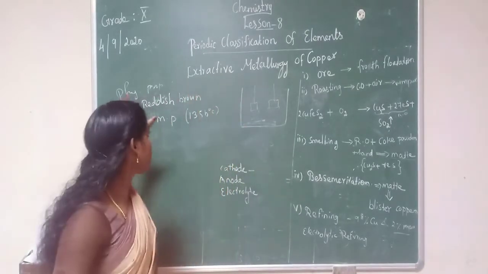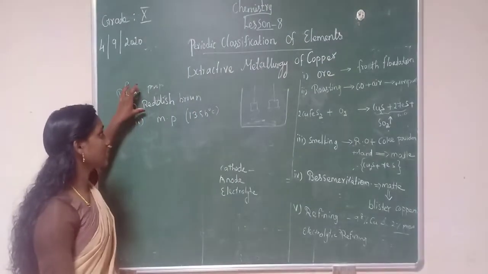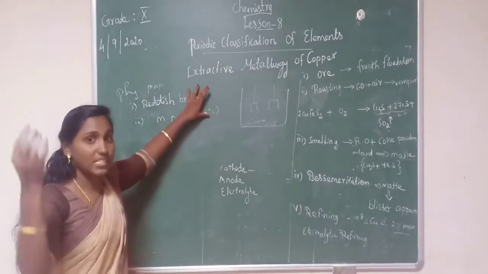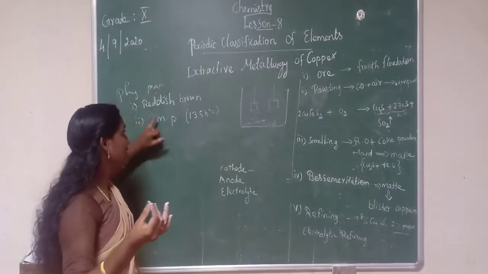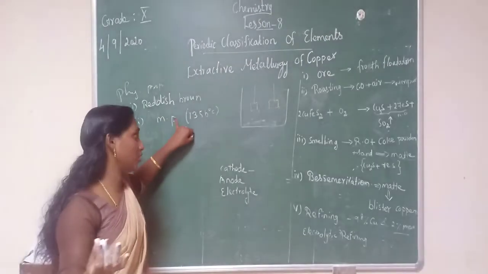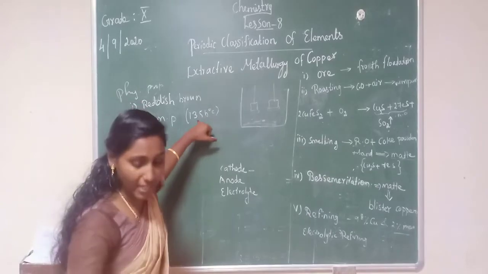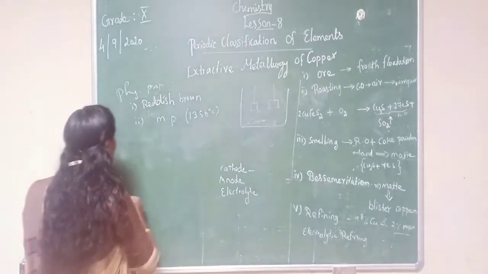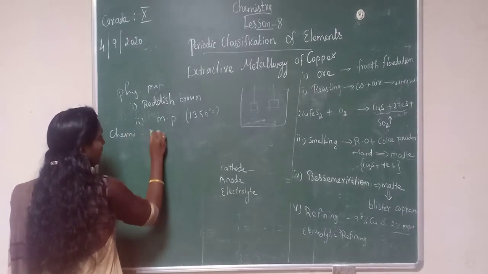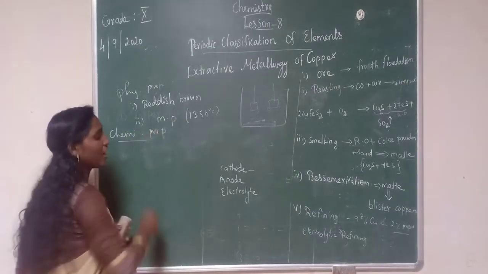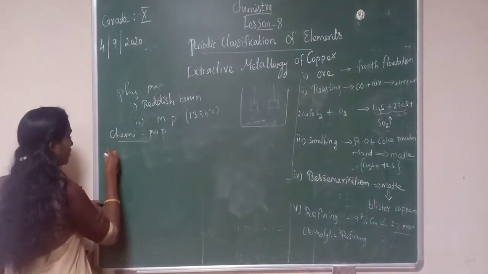Have you understood the physical properties? The first properties: reddish brown metal, lustrous metal. Then the second one, high density and high melting point. Melting point value 1356. Next we are going to study chemical properties. In chemical properties, first we are going to learn reaction with air and moisture.